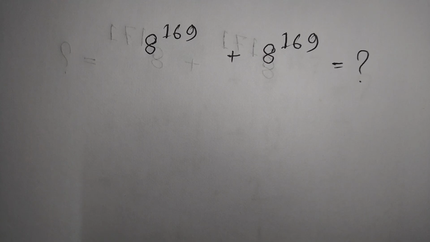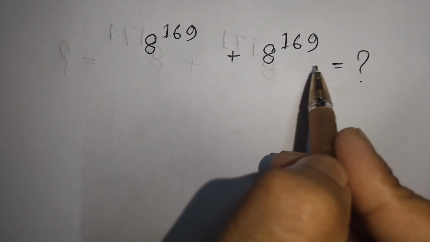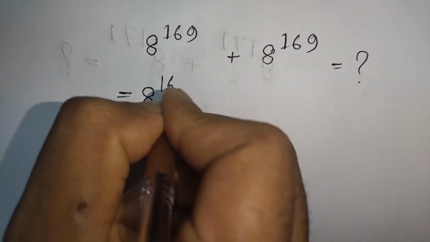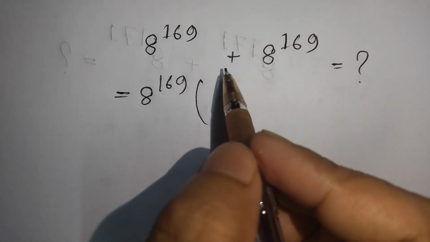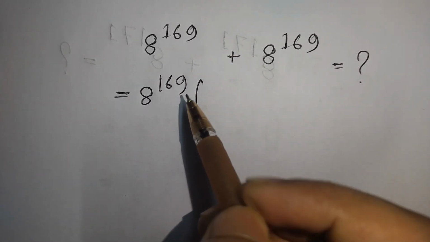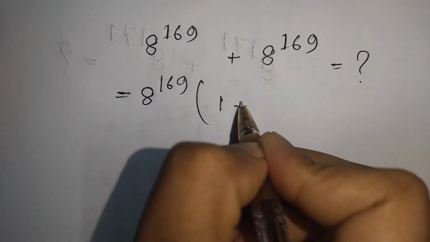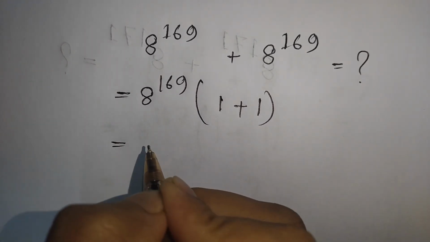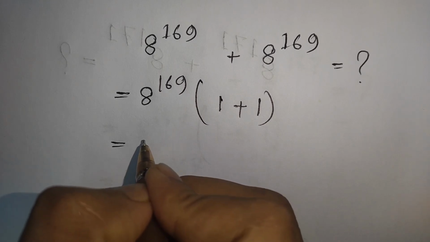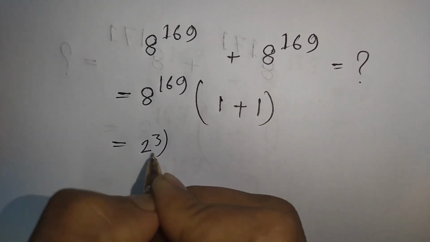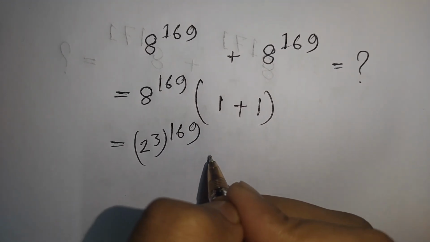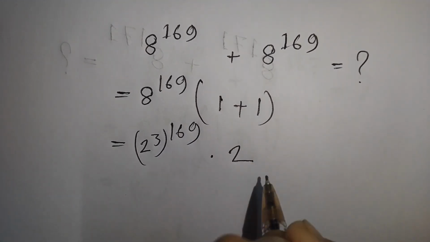How to solve 2 to the power 169 plus 2 to the power 169 is equal to what? At first we take common 2 to the power 169, first bracket start, this divided by this, that means 1, plus this divided by this, that means 1. Then 2 to the power 169 is same as 2 to the power 3 bracket for 169 times 1 plus 1, that means 2.